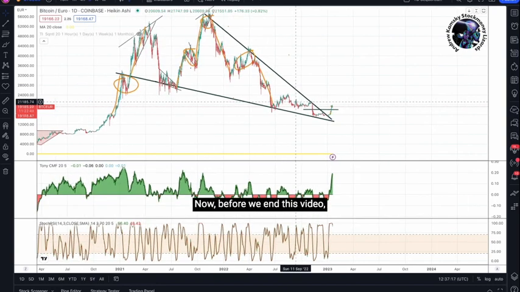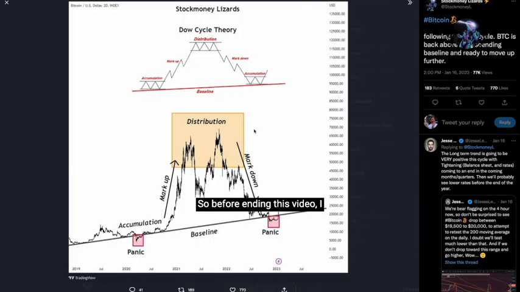Now, before we end this video, I would just like to have a brief discussion and make reference to a really interesting and informative chart on a cycle pattern, which is essentially accumulation, markup, distribution, markdown, rinse, repeat, accumulation, markup, distribution, markdown.